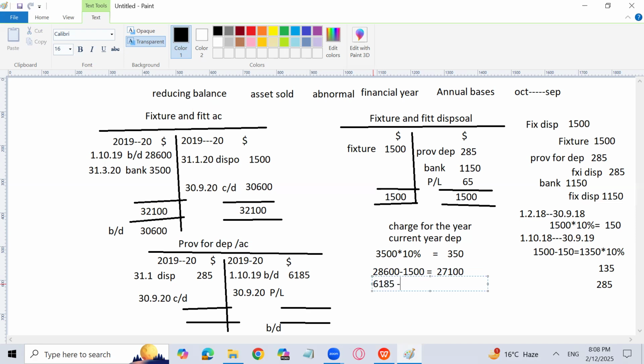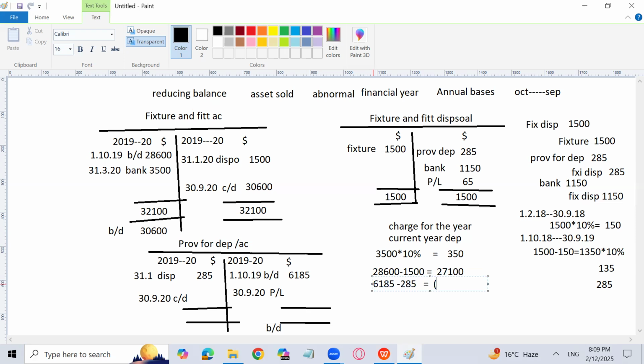And I will subtract total depreciation on the asset sold from this, which is 285. We have already calculated that. So the depreciation on existing assets which are still in use, which are still going to be used in the current year for the whole year. So we need to charge depreciation on those assets.